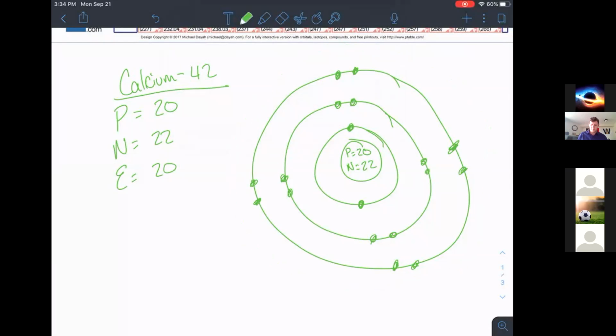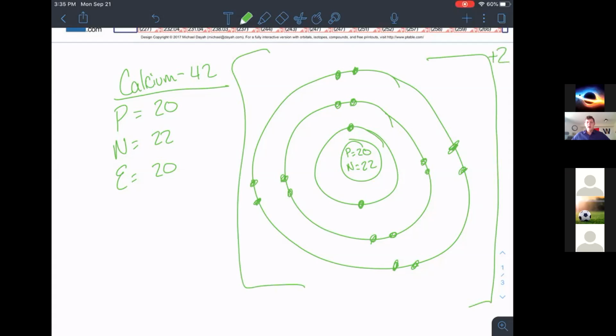And so then remember we put those brackets around it. We put that +2. And so now we have our calcium with the +2 charge. And now it has 18 electrons instead of 20.